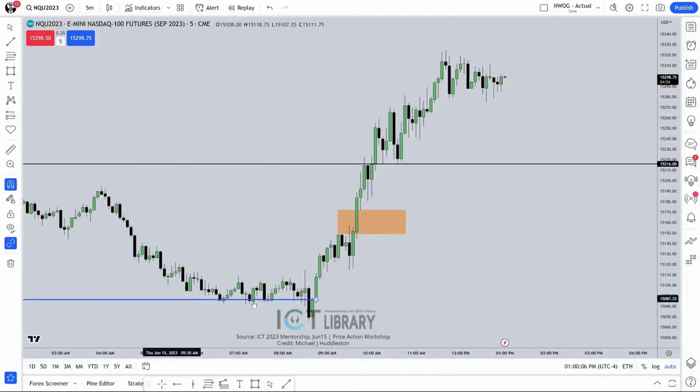All right, so we have the balanced price range, equilibrium. We have the breakaway gap. We traded above. We have a down close candle. Does it have a fair value gap? What time of day is that? That's your AM session silver bullet. You can trade this gap right here.